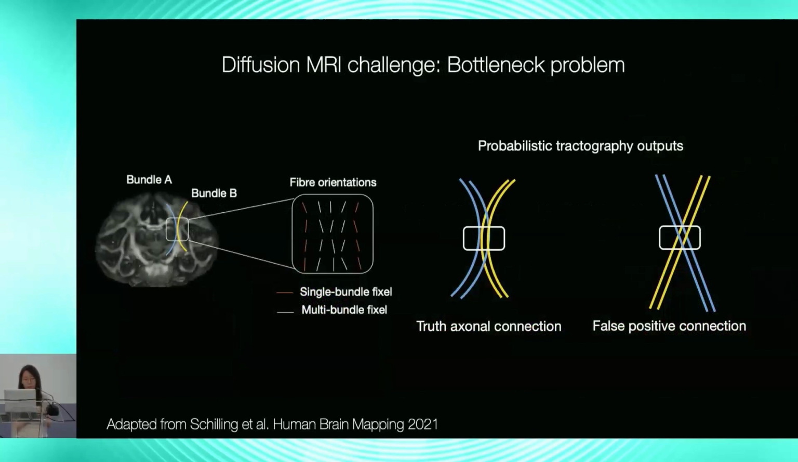In addition, we also studied a problem called the bottleneck problem. This describes white matter organization within the brain, and it is prevalent in a lot of brain regions, for example, in the internal capsule shown here. When different tracts merge in a small region, sometimes we couldn't distinguish where the tracts go and where they terminate. This causes a lot of false positive problems in the tractography.